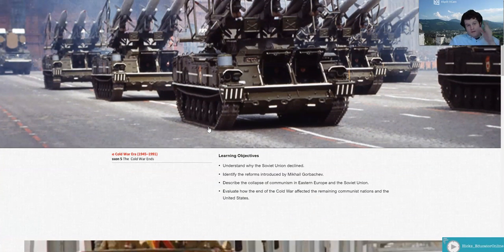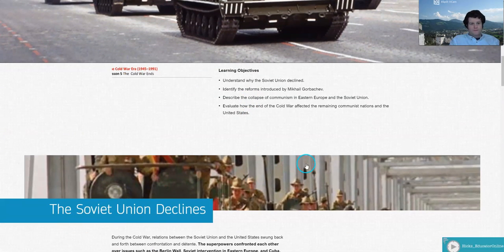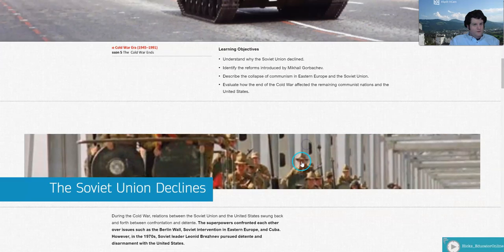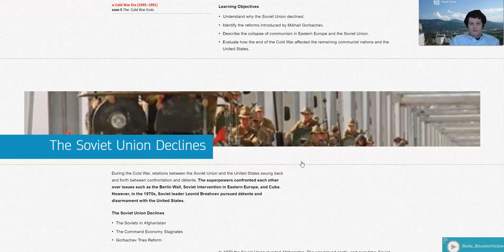We're going to look at why the Soviet Union declined. Additionally, we're going to look at some of the reforms that were attempted by Gorbachev. We're going to describe the collapse of communism in Eastern Europe and the Soviet Union, and we're going to look very briefly at what happens to the remaining communist countries in the world, because while the Soviet Union ends, that doesn't mean that it's the end of communism, necessarily. So first up, to talk about the end of the Soviet Union, we need to talk about how it declined.